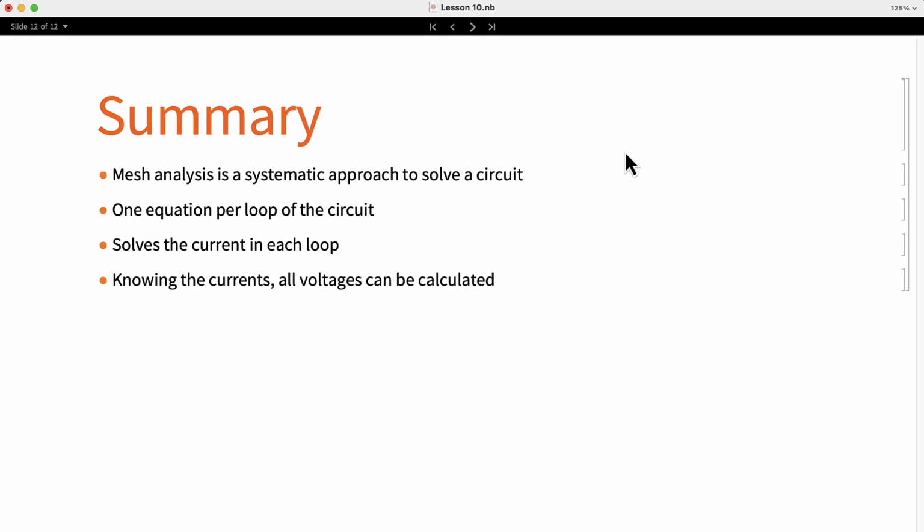To summarize this lesson, we learned mesh analysis, which is a systematic approach to solve a circuit. In this analysis, we write one equation per loop in the circuit. Once we have the equations, we solve for all the current variables in the circuit. And using the values of the currents, we can calculate all the voltages.